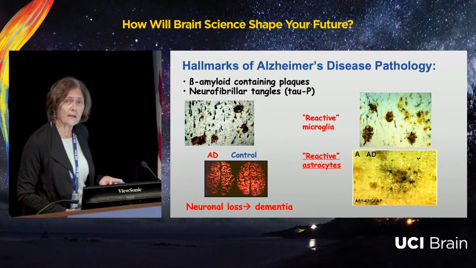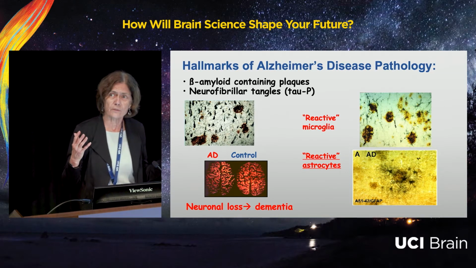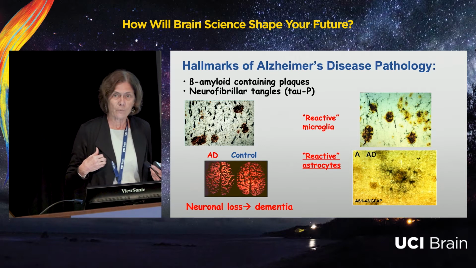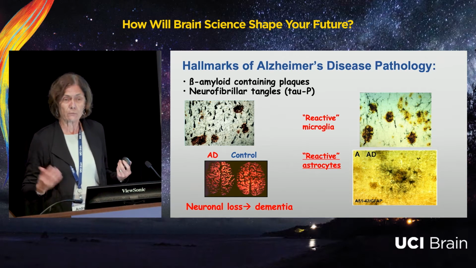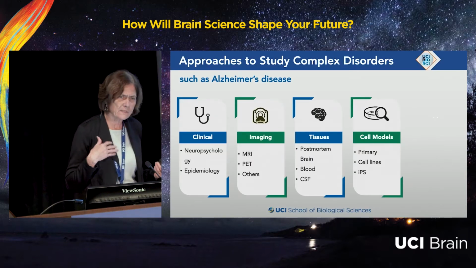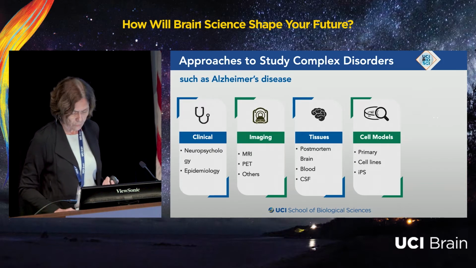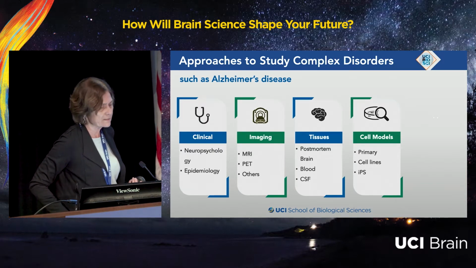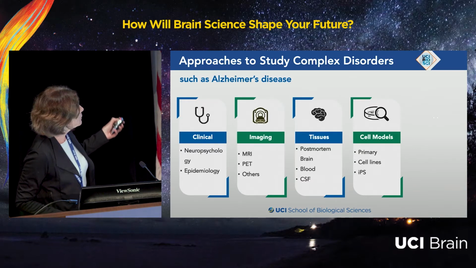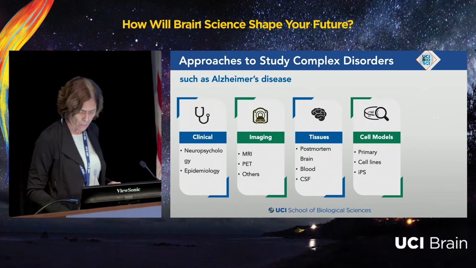But what's causing the loss of neurons? And so what we also see in the pathology is there are these cells that become reactive, indicative of inflammation, which are microglia and astrocytes. And so in order to investigate these really complex human diseases, there's lots of different approaches one can take, particularly with human samples, looking at the clinic, imaging, tissues, and cell models.